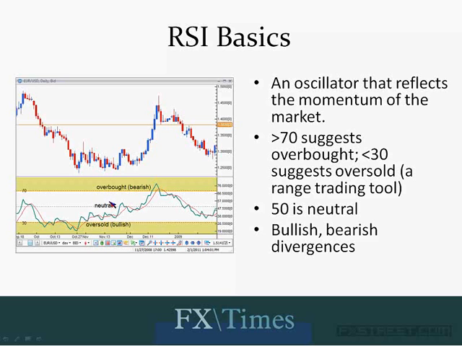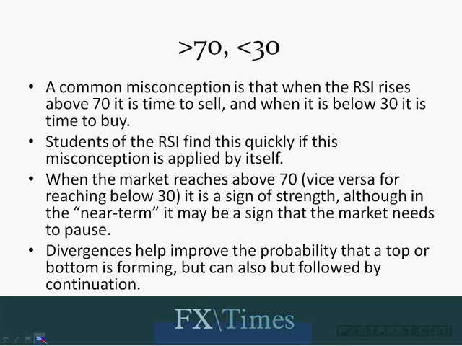Okay, a little bit more advanced are your bullish and bearish divergences, which I will show in the next couple of slides. But hopefully we all know these basics, the oversold, overbought levels, and neutral, so that we can start building more interpretations and applications. Okay, so 30 and 70 are our basic levels of oversold and overbought.